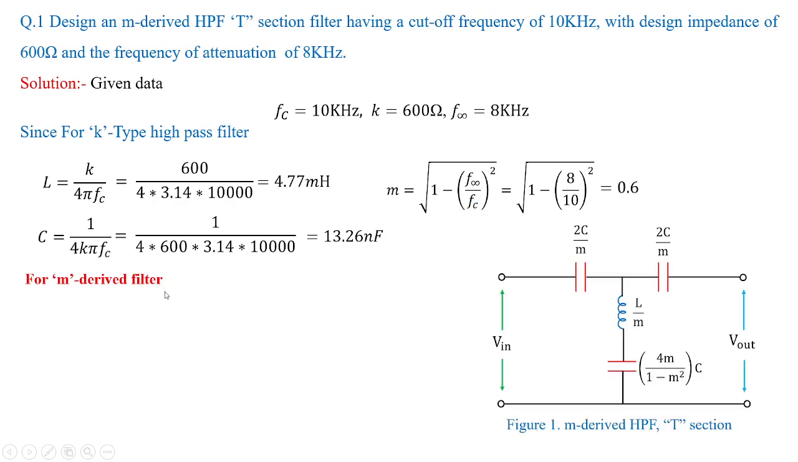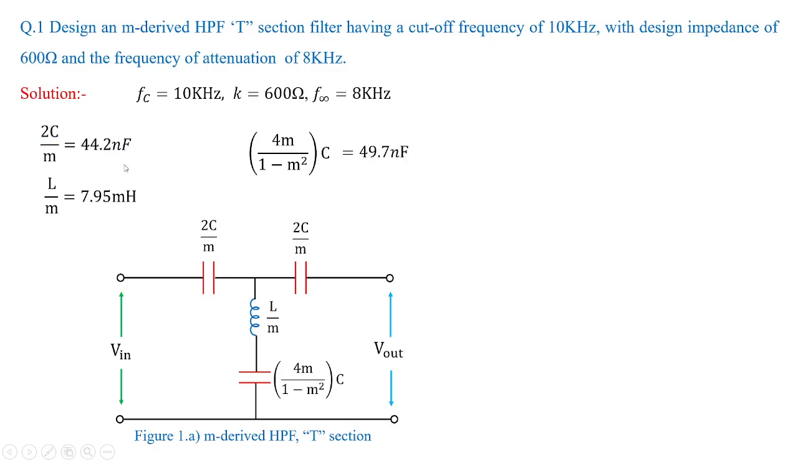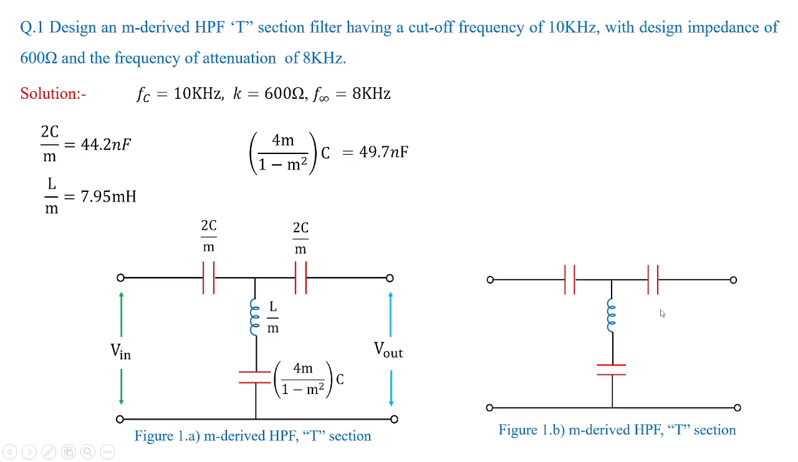Now for the m-derived filter, the actual filter design is in this fashion for the T section. You see you have 2C by M. So I'll calculate 2C by M, which is obtained to be 44.2 nanofarads, and L by M is obtained to be 7.95 millihenries. And the combination of this capacitance is given by 49.7 nanofarads. Anyhow, these values are taken into consideration and the filter is designed like this.